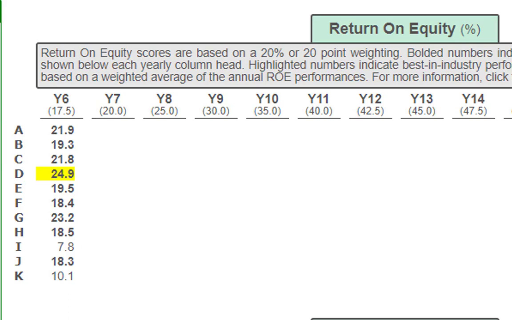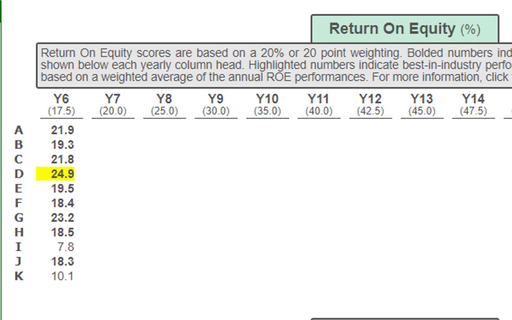Okay. So you may be asking yourself, well, what does the bolded number mean? That means you're meeting expectation. What does the highlighted number mean? You're the best in the industry, okay? So obviously, Team D, great job, return on equity, 24.9, you're the best, okay? Everyone else is bolded, you're meeting expectations.